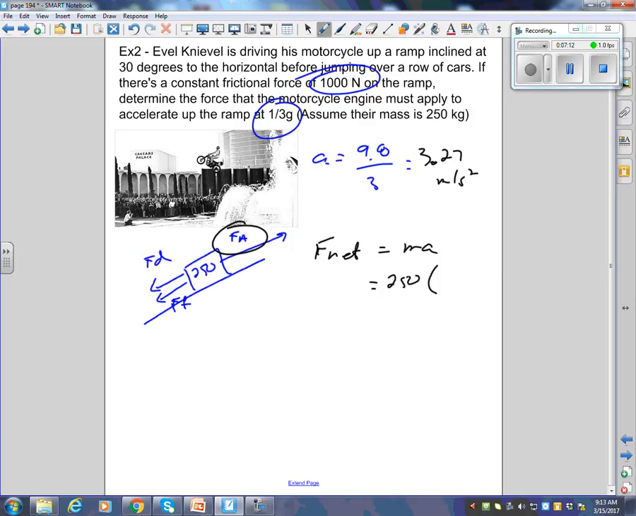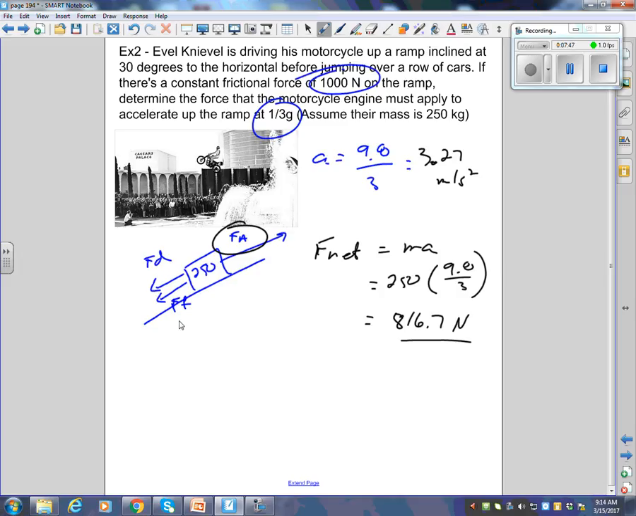You know what I'm going to do? I'm just going to put 9.8 divided by 3 in there too, so that I get a good value. I get 816.7. 816.7 newtons is the required net force. Is his engine going to have to produce more than that or less than that? More, because that's the net force when you account for subtracting FD and FF, right?